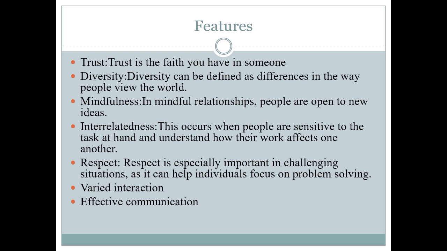Okay, then respect. Respect is especially important in challenging situations as it can help individuals focus on problem solving. What is respect? Yes, respect is the base of any relationship.